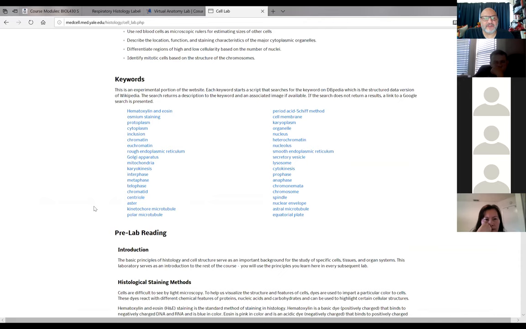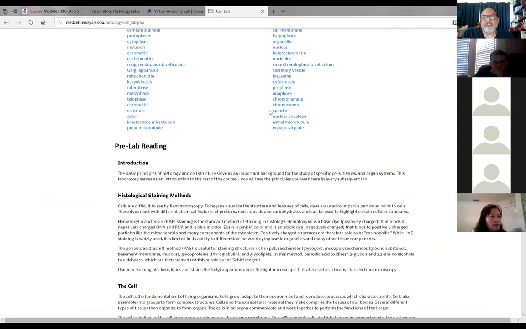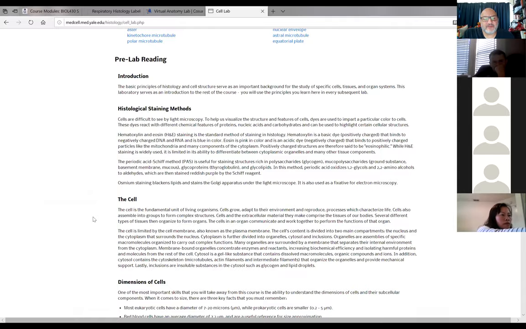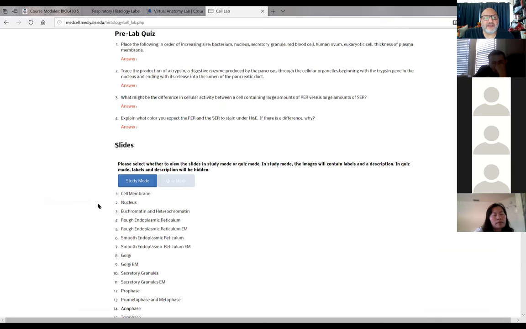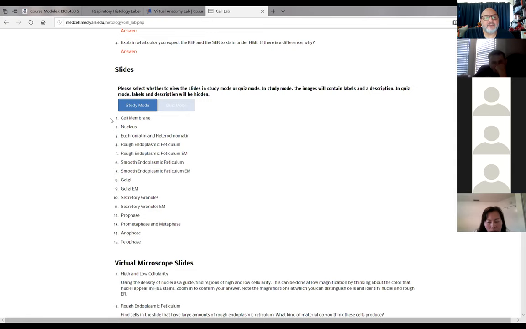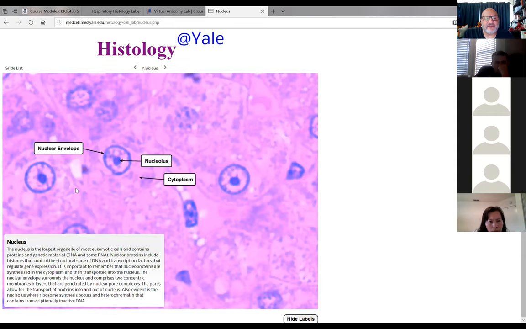There are plenty of things like chromosome and spindle and nuclear envelope that you will need to know as well. But again, it's interesting information. It talks about the organelles, talks about mitosis. There's a pre and post lab, and way down here at the bottom is where we have our slides. So for instance, we can look at the nucleus of a cell. And again, we can see that in the cell, and it has all that information that is there.